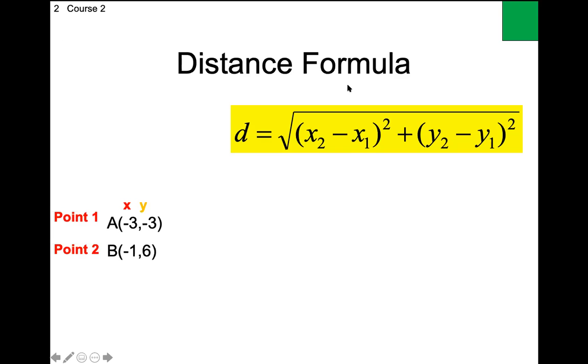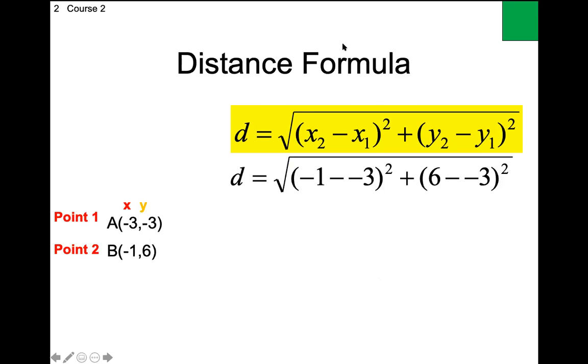Okay. Plugging in the numbers, we got lots of negatives floating around here. So -1 minus -3 and 6 minus -3. Wow, that's a lot of negatives. Remember, 2 negatives turn into a positive. So this first one is really -1 plus 3. And the second one is 6 plus 3. 2 negatives make a positive.